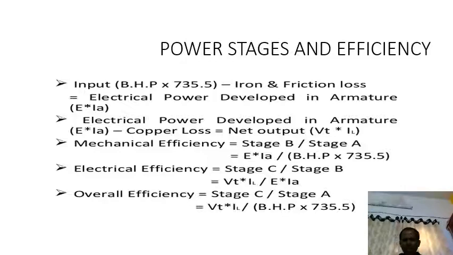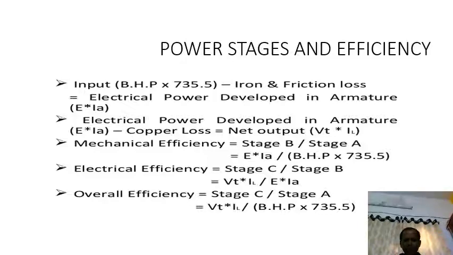Next, it is given as input to the generator, and power is developed in the armature, that is the electrical power developed in the armature, E into IA. This develops some losses, that is copper loss, and then the output is Vt into IL. Now we are calculating the efficiency in the individual parts.